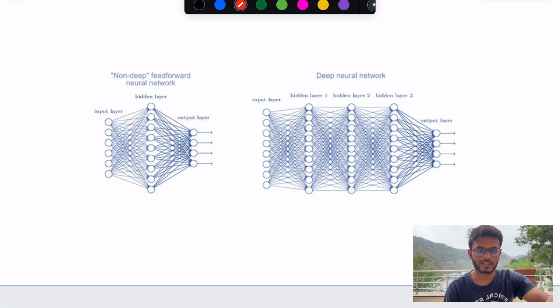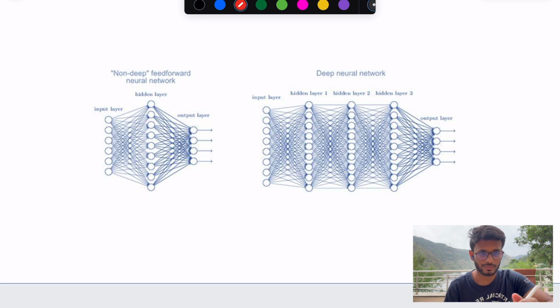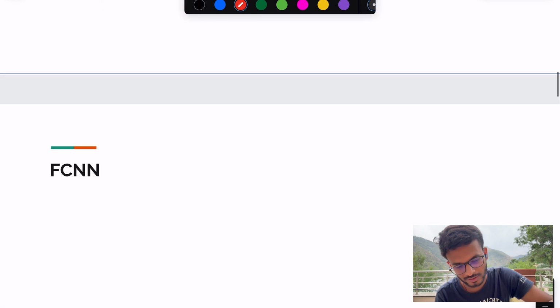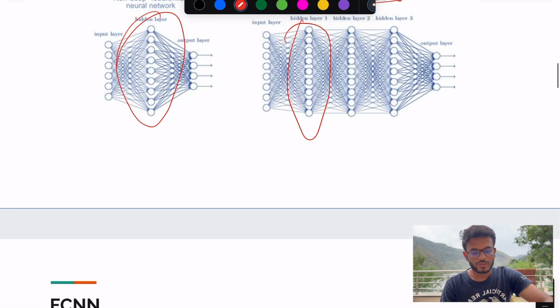So there are two types of networks now, a deep neural network and a non-deep one. Deep and non-deep basically mean the number of hidden layers. So if I increase the hidden layers from 1 to 2, 3 and 4, it becomes a deep neural network, whereas if I have a single hidden layer, it becomes a non-deep neural network. Basic definition, nothing interesting over here.